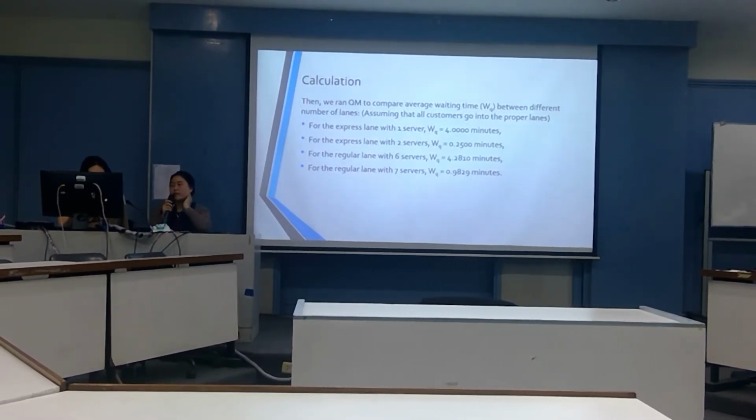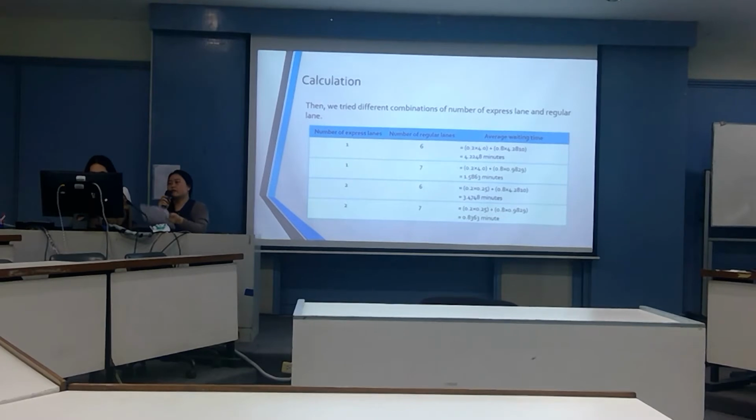For the express lane with one server, average waiting time is 4 minutes. For the express lane with 2 servers, it is 0.25 minutes. For the regular lane with 6 servers, it is 4.78 minutes. And for the regular lane with 7 servers, it is 0.98 minutes. And then we try different combinations of number of express lanes and regular lanes.